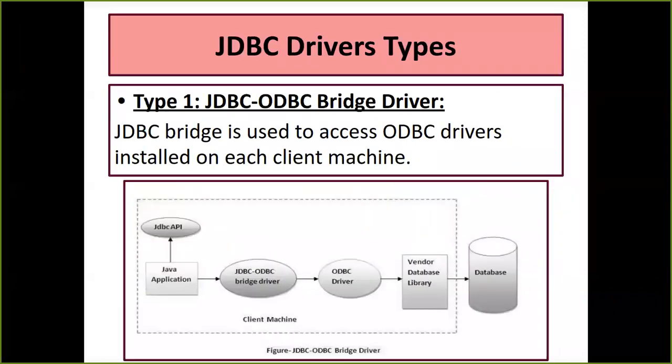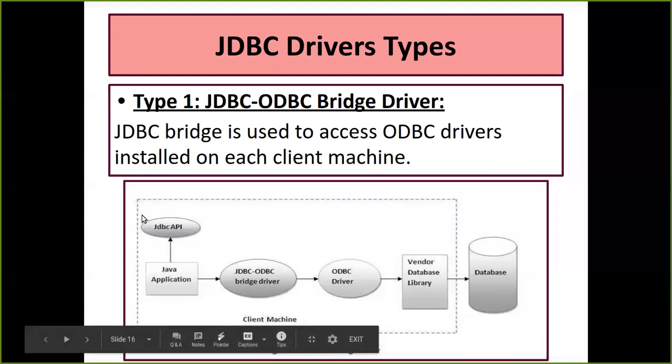Now we are going to start with a new topic, your JDBC driver types. We have a total of 4 types. Okay, we'll see them one by one with their advantages and disadvantages. So the very first, type 1, is the JDBC-ODBC bridge driver. Okay, now we'll try to understand with the help of the diagram. Fine. What does it mean?